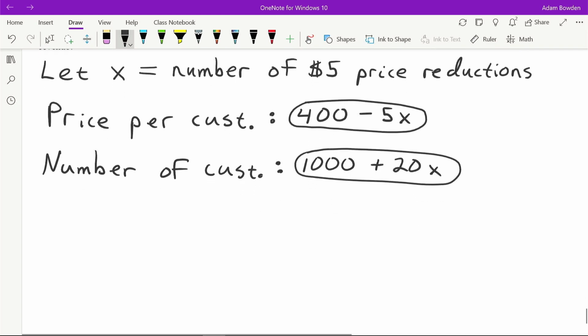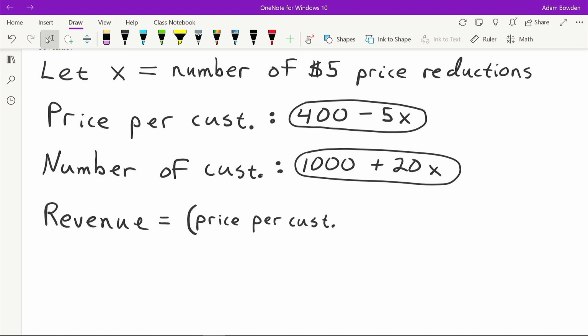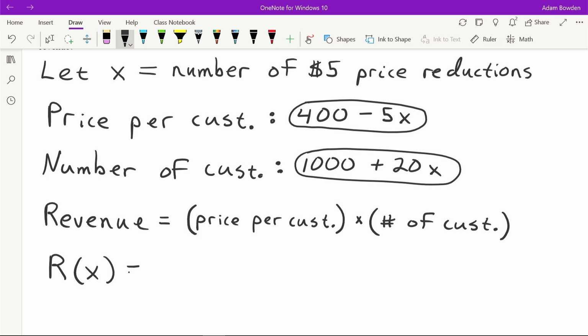So this helps us design our revenue function here. The revenue, we can create the revenue by taking the price per customer and multiplying that times the number of customers or attendees to this particular event. And so R of X will be equal to the price per customer, which we wrote up above as 400 minus 5x times 1,000 plus 20x.